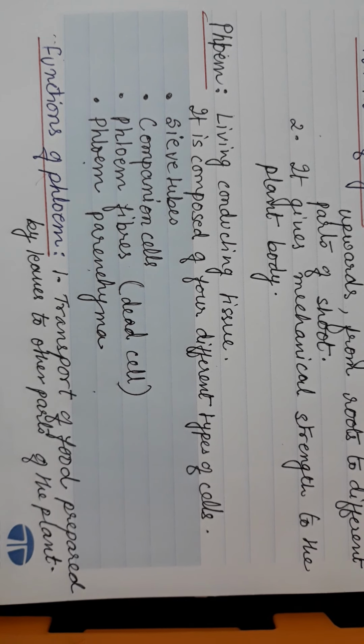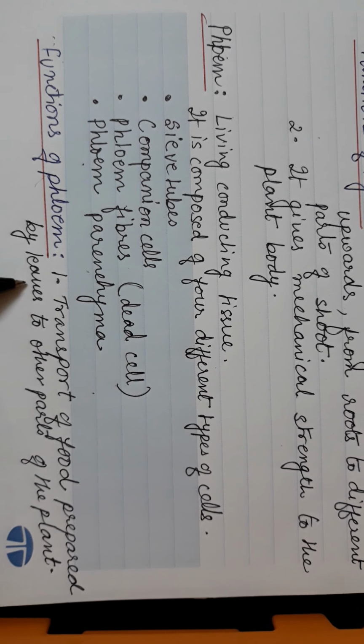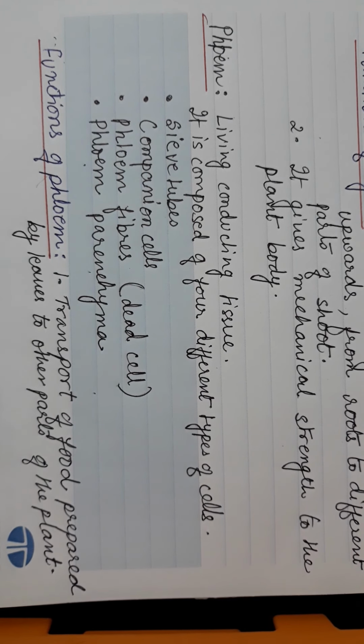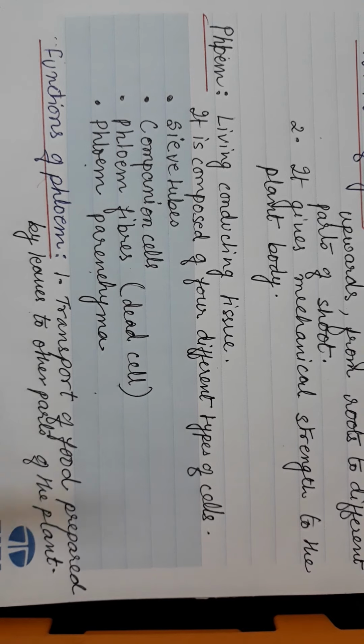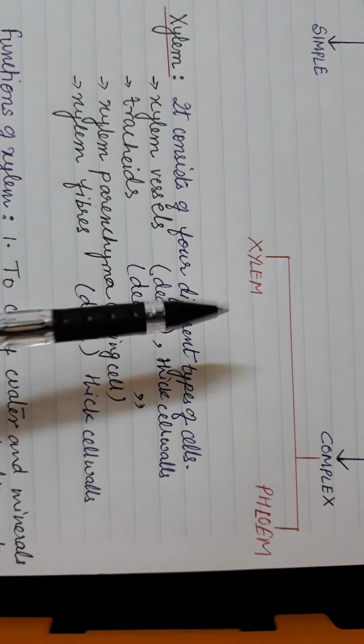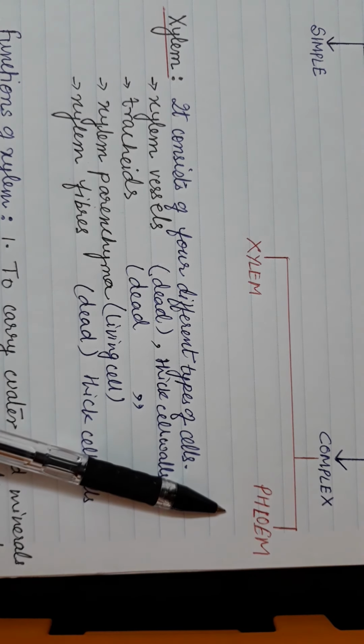Now the transportation of food is in both directions. Okay, that is upward and downward also, because the food is being prepared by the leaves, so it has to go up in the plant and down to the root cells also. So the transportation of food here is in both directions. So in today's class we have understood the complex permanent tissues, xylem and phloem.